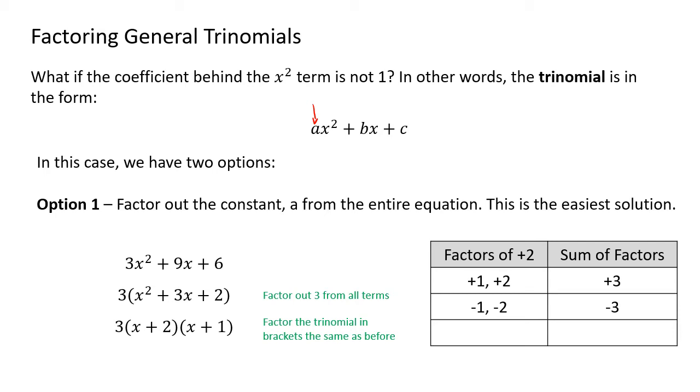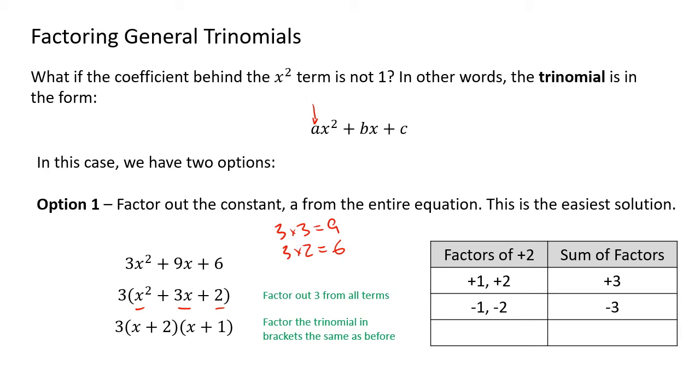The first option, which is the easiest one, is to simply factor out that constant in front. So looking at an example, we have 3x squared plus 9x plus 6. Well, you can see we have a 3 here, and you can also see 9 and 6 are both multiples of 3, right? So 3 times 3 is 9, and 3 times 2 is 6. So we can factor a 3 out of all of them, and if we factor a 3 out of each, we have 3 times x squared plus 3x plus 2, okay?